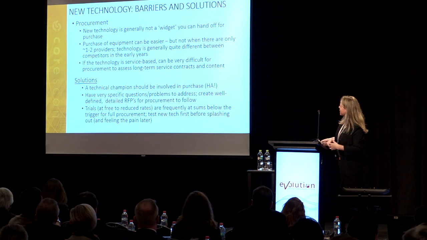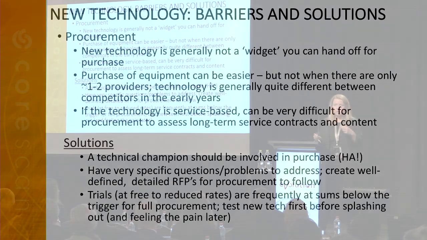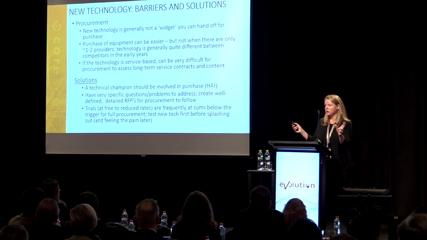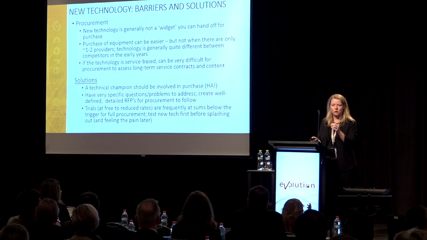Procurement, this is not very exciting but really important. New technology is not a widget that you can buy. It's not a set of tires. So that's sometimes hard to convey to your procurement team, that you can just buy something, but particularly in the early years, vendors and services are really different from one another. So you need to try to get in there earlier to help procurement help you buy the right system or buy the right service. A technical champion involved in purchase is great. It's not usually allowed. So if you get some really specific questions, help them write that request for proposal.